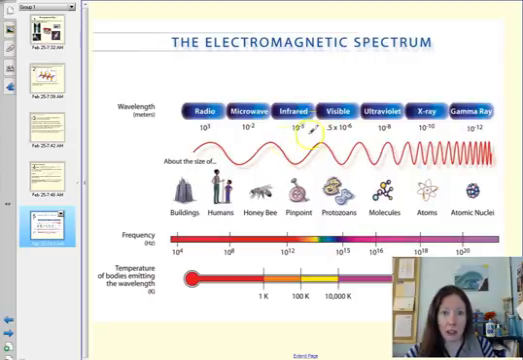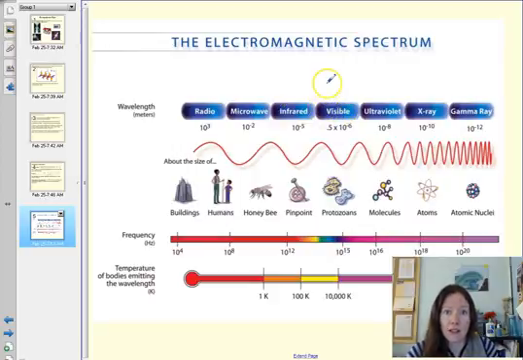Infrared means below red. These are what you would think of as heat waves, I guess, heat rays. Infrared is like what powers your remote control. It's an infrared wave that will communicate with your TV from your remote control.